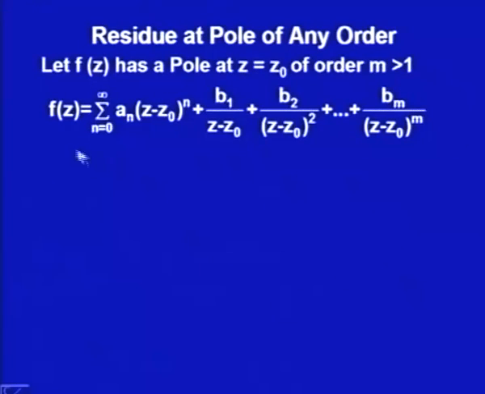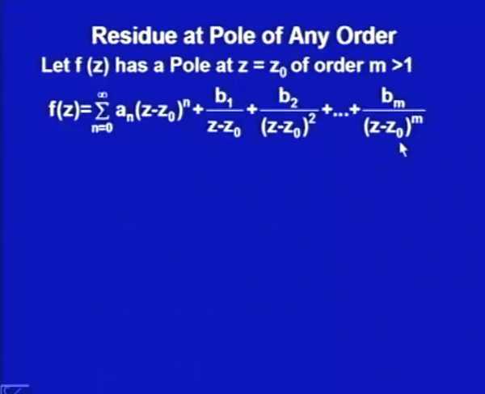If this is happening, then we do know that f(z) can be represented by this Laurent series: summation n running from 0 to infinity, a n times (z minus z naught) to the power n, plus b 1 upon (z minus z naught), plus b 2 upon (z minus z naught) squared, and so on, plus b m upon (z minus z naught) to the power m. Because it is a pole of order m, my principal part will take m terms only.